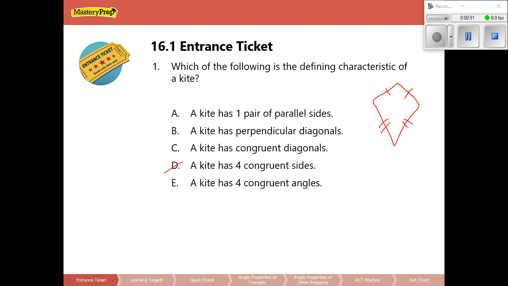Now, the opposite angles are going to be congruent. It is true that the angles between the non-congruent sides are going to be congruent, but the other two are not. So we're not going to have four congruent angles. The kite has congruent diagonals, well, no. A kite has one pair of parallel sides. That would actually be a trapezoid, which would have one set of parallel sides, so that really leaves us with B. A kite has perpendicular diagonals, and a kite would have perpendicular diagonals. So for one, it is B.